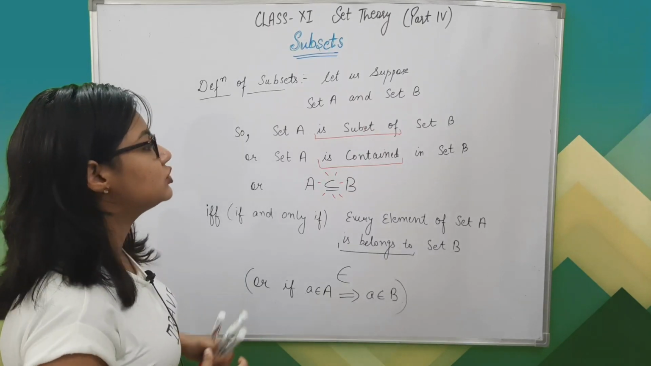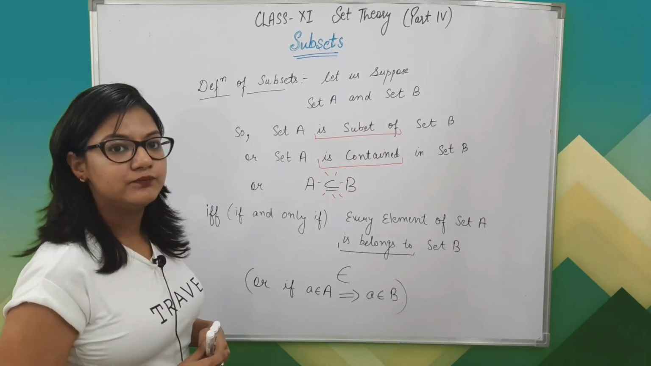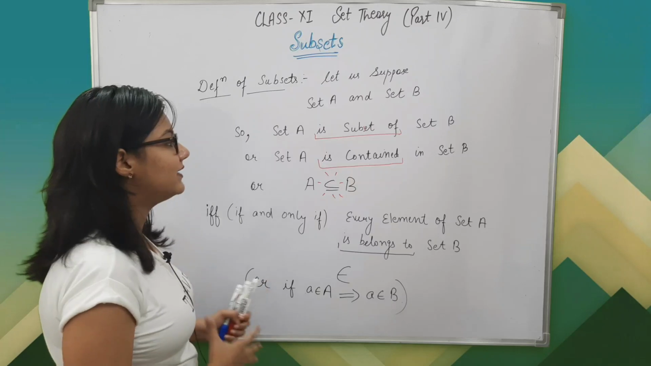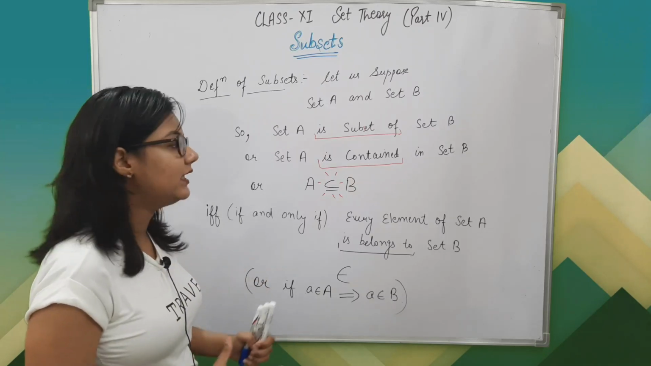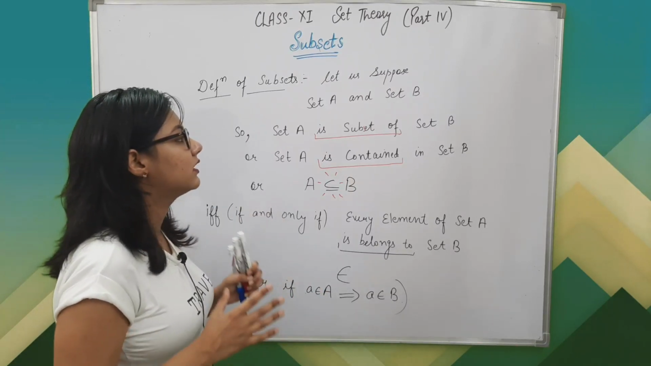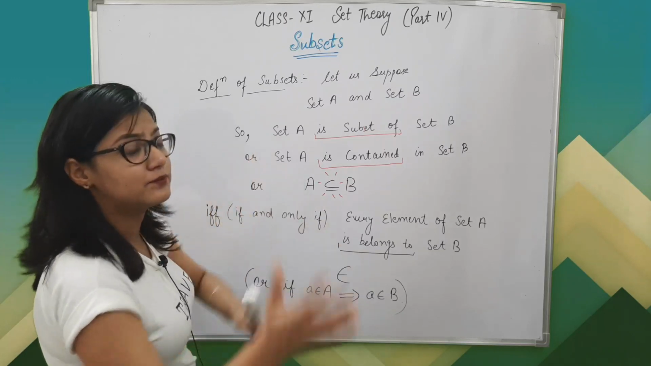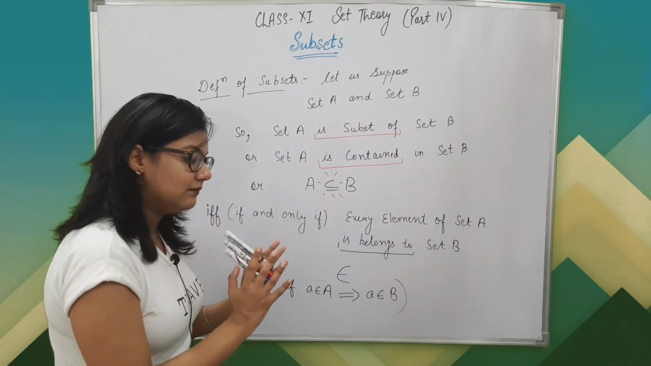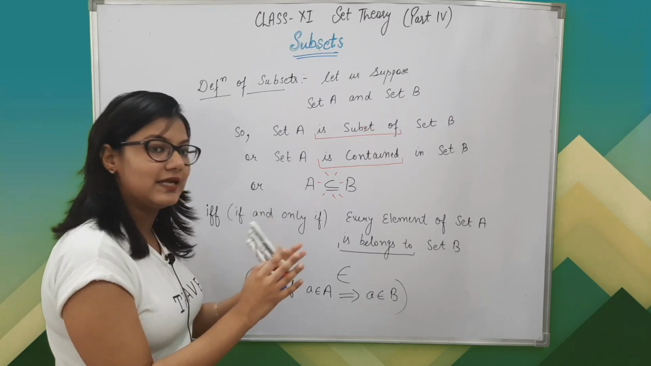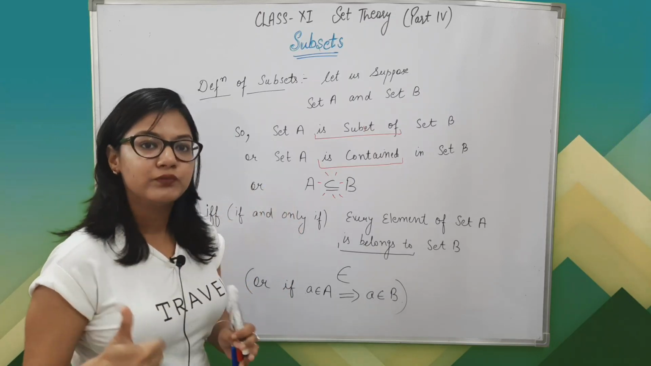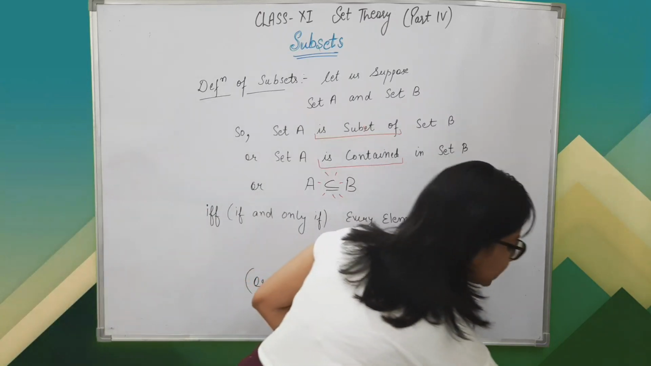So this is the definition of your subset. Let's move to the example to understand the definition more clearly. You just have to be very clear that any set is a subset of another if every element of the first set is contained in the second set, right? Okay, let's move to the examples.